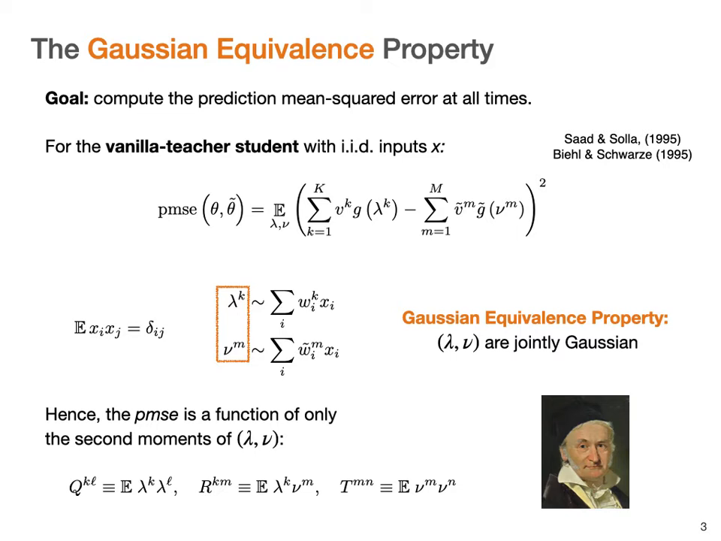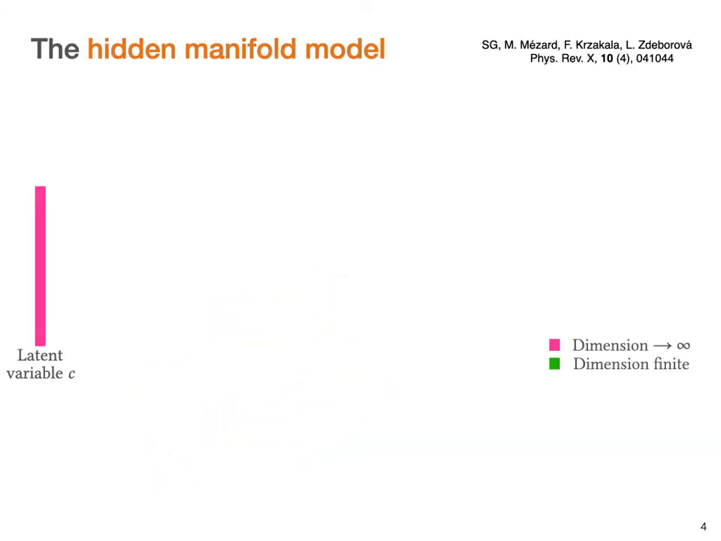Now, this vanilla teacher-student setup still has some defaults. For example, the inputs, Gaussian IID vectors, they're not very structured, right? And so there's still quite a big gap to the images that we usually train neural networks on. And this is where the hidden manifold model comes into play. And this is the model that we analyze in our paper. The goal of the hidden manifold model is to give a slightly more realistic setup for data, for the analysis.